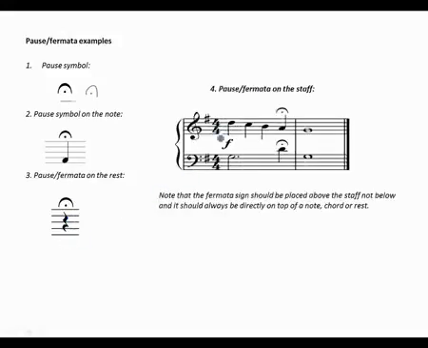This is a short musical piece. Then the last beat of the first bar is paused, as you can see here. Pause sign. Note that the fermata sign should be placed above the staff, not below, and it should always be directly on top of a note or chord, even a rest.